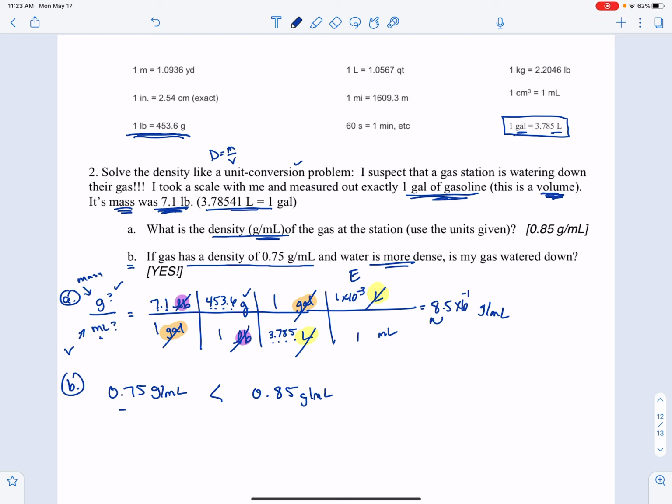Those are not the same numbers. This is the thing about density and it being a property. Regardless of how much you weigh out, it's always going to have the same density. A little bit versus a lot, it's got the same density at the same temperature and pressure. So right here, this 0.85 grams per milliliter is a larger number, which means that these are not the same. And if water is more dense, it would make sense that this is a bigger number and that, yes, they are watering down my gas.